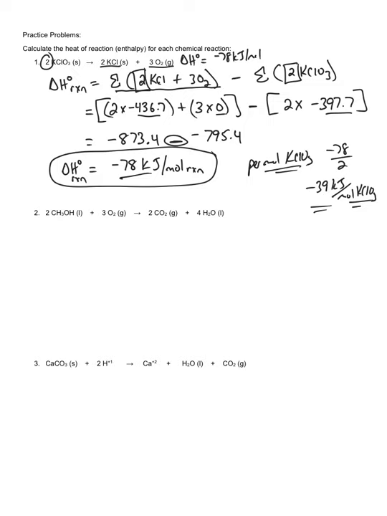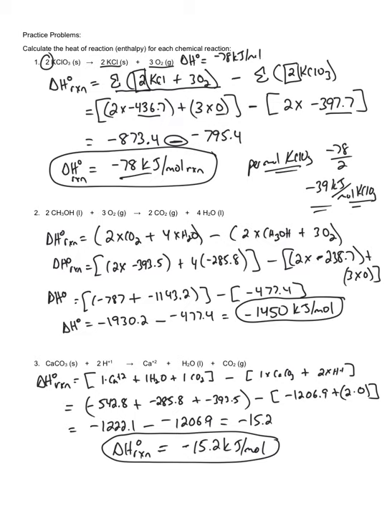I'm going to pause the lecture myself, and I will then go through it and put the numbers up there just to check to see how well you are finding the values on the table and using this equation. All right, so if you did the problems correctly, number 2, you should have gotten negative 1,450 kilojoules per mole. And for the third reaction, you should have gotten negative 15.2 kilojoules per mole.